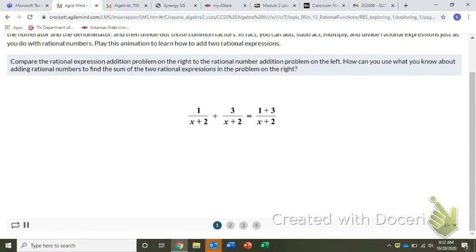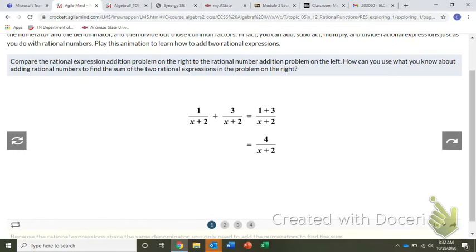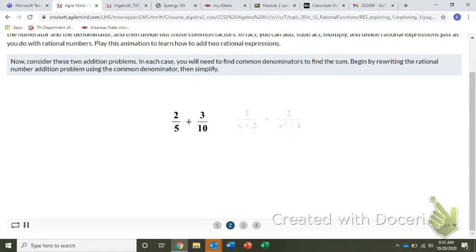Okay, so this is just showing you that your denominators have to be the same in order for you to add or subtract rational expressions. It's just like adding and subtracting a fraction. You cannot add or subtract a fraction if your denominators are not the same. So that's all this part is showing you. If you click the next arrow, let's see what it does.